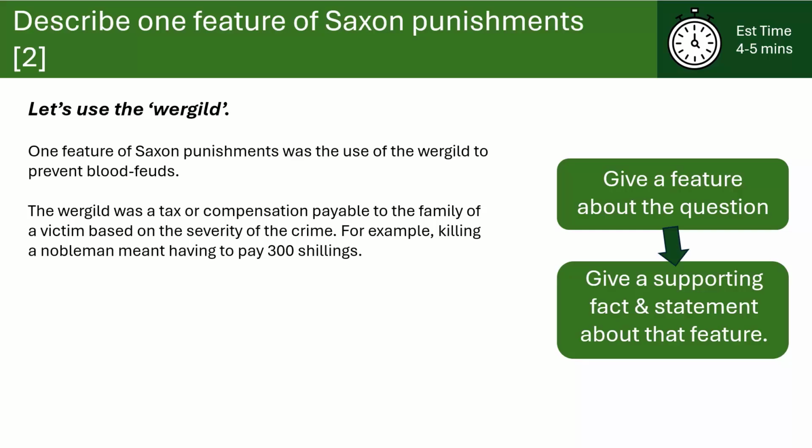My supporting fact is the weregild was a tax or compensation payable to the family of a victim based on the severity of the crime. For example, if you killed a nobleman, you can pay 300 shillings. You could have used the thumb example, you could have used anything. But as long as that example is in there, you've got that supporting evidence. And hopefully, whichever one you chose to do, you gave your feature, and then you clearly showed your supporting fact and statement. And then you get 2 marks.